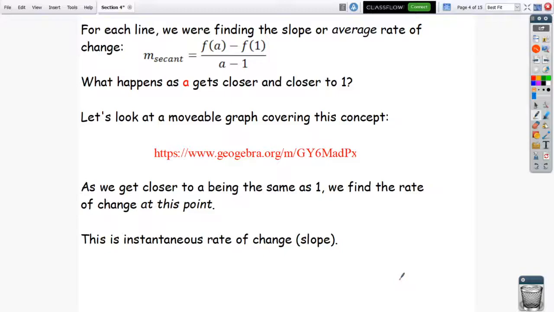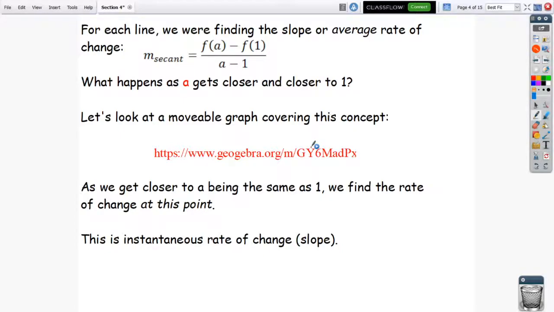For each line, we were finding the slope or the average rate of change. I told you guys this right here. The only reason why we have 1 and 1 right here is because we're trying to find the average rate of change where x1 is equal to 1. As a gets closer and closer to 1, the slope gets closer and closer to the instantaneous slope.